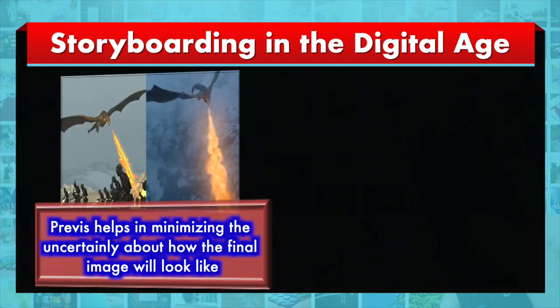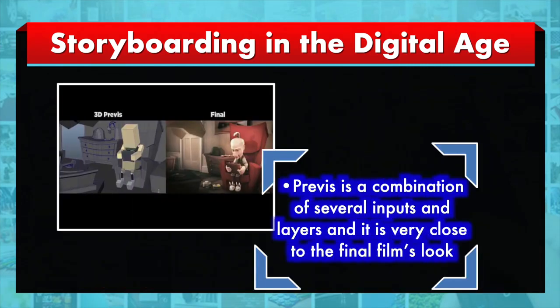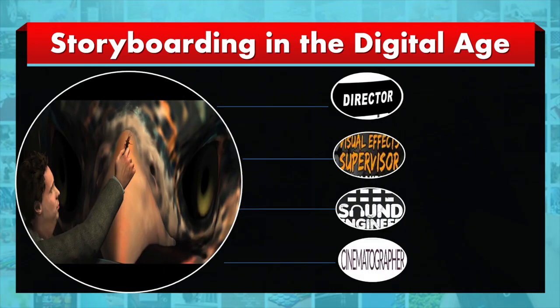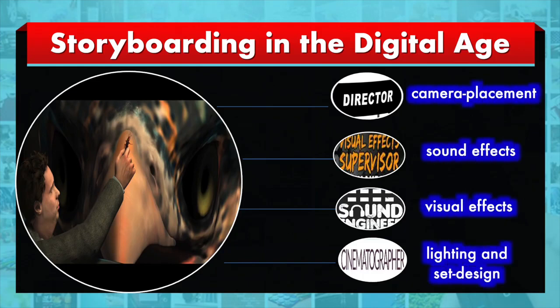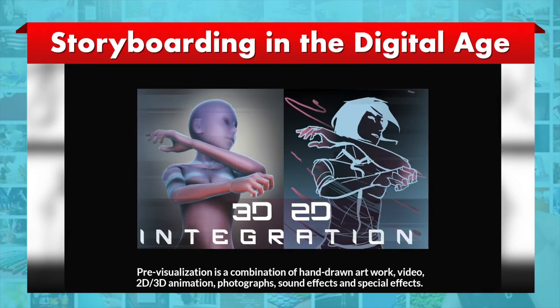Previz helps in minimizing the uncertainty about how the final image will look like, also saving time and money on a set and during the post-production process. Previz is a combination of several inputs and layers and is very close to the final film's look. It allows a director, visual effects supervisor, sound engineer, and cinematographer to experiment with the camera placement, sound design, sound effects, visual effects, lighting, and set design, considering the actual cost of production and reducing the chances of error. It's a combination of hand-drawn artwork, video, 2D, 3D animation, photographs, sound effects, and special effects.